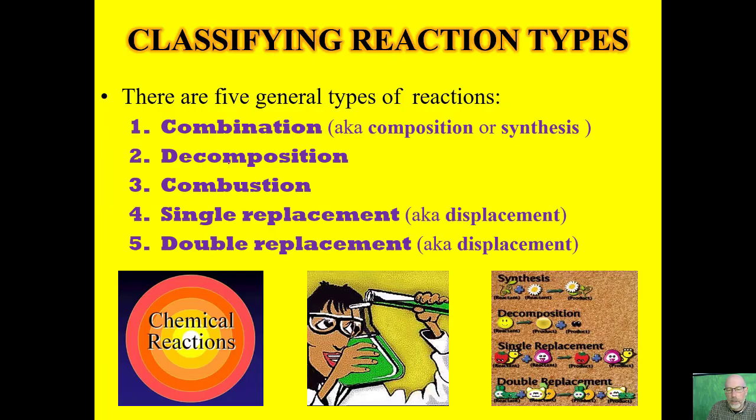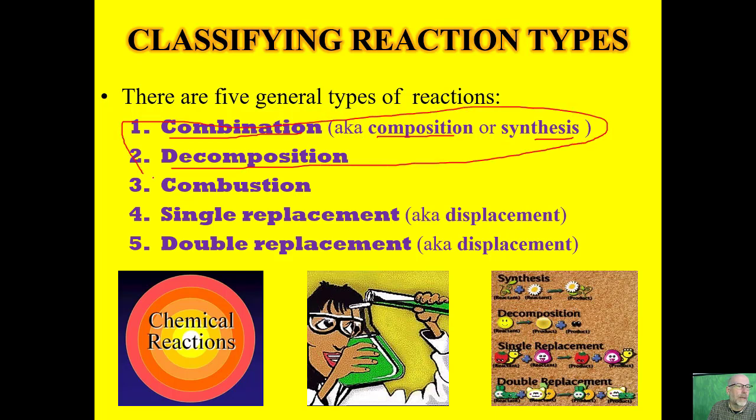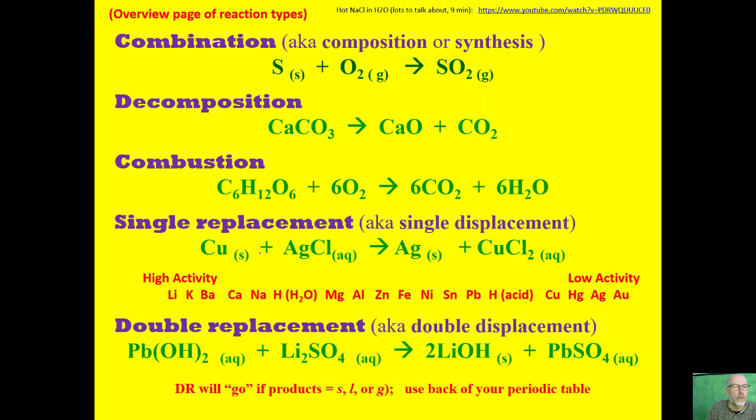Now there are 5 different kinds of reactions that you'll need to know. There are combination reactions, also known as composition or synthesis, decomposition, which are the opposite of combination reactions, combustion, that's like burning, single replacement, and double replacement reactions. So here's what a combination or a synthesis reaction looks like. You have 2 things on the left, and they combine together to make one thing on the right. A couple small things, 2 or 3 or 4 small things make one big thing.